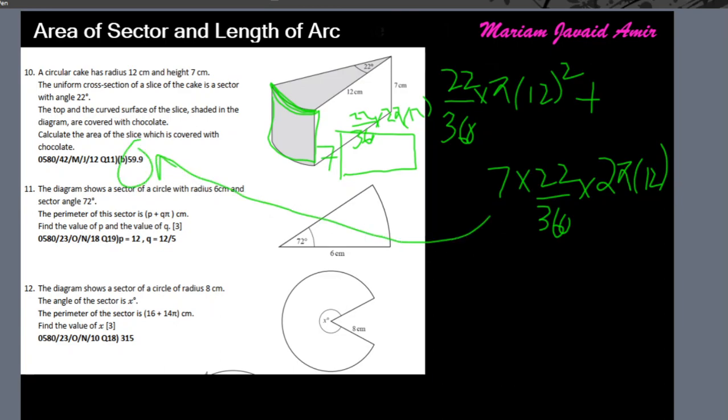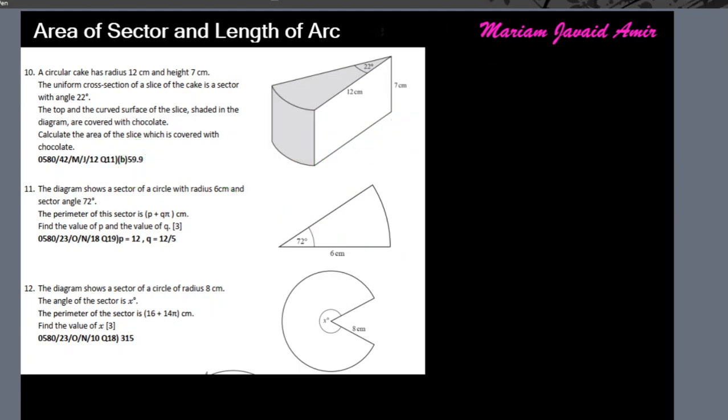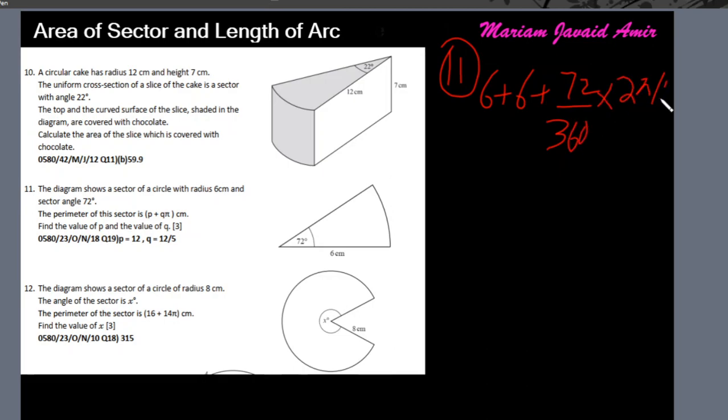Okay. Question 11. The diagram shows a sector of a circle with radius 6 and angle 72. The perimeter is p plus q pi. Find the values of p and q. So the perimeter will be 6 plus 6 plus the length of the arc, which is 72 over 360 times 2 pi 6.